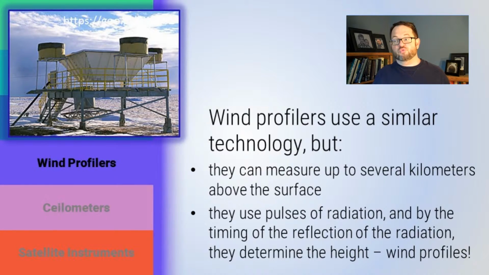Wind profilers can measure the winds at least several kilometers above the surface of the Earth, and they use pulses of radiation instead of being in a continuous mode where they're continually emitting the radiation. LiDARs have a pulse mode too, but that's not typically how we use them. The wind profiler will emit a pulse of radiation, and depending on how long it took for the radiation to reflect off of the dust and aerosols in the atmosphere and return to the surface of the Earth, we know how high up we're talking about. We can actually derive a profile of the winds using wind profiler technology, hence the name.